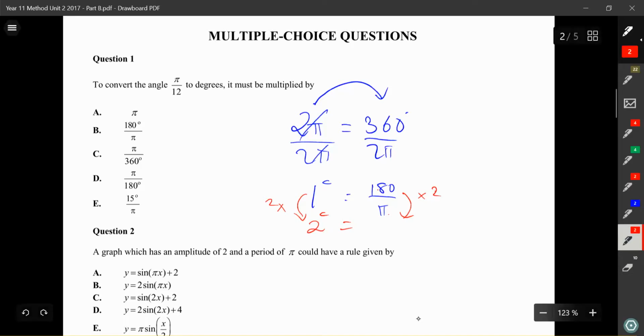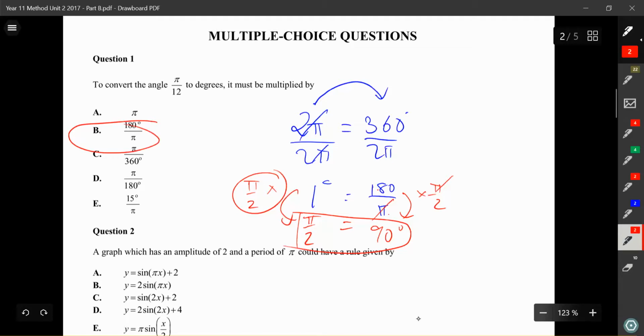Let me just double check. So if I times it by pi on 2, yeah, that works. So if you wanted to get to pi on 2, which we know is 90 degrees, you have to times it by pi on 2 from 1 to pi on 2, but that means you multiply the right hand side by pi on 2. And you can see the pi's cancel out. 180 divided by 2 is 90 degrees. So it is true. Times by 180 on pi. Okay, so it will give you B.